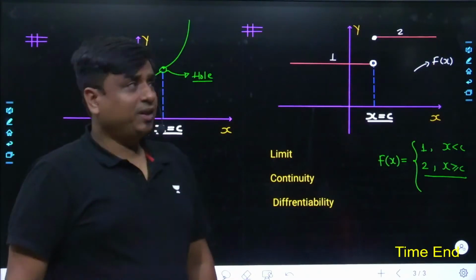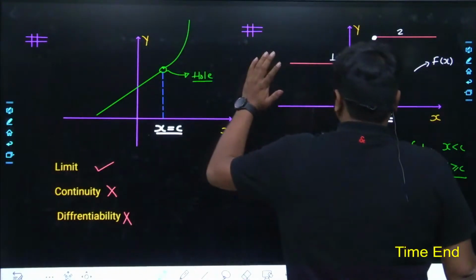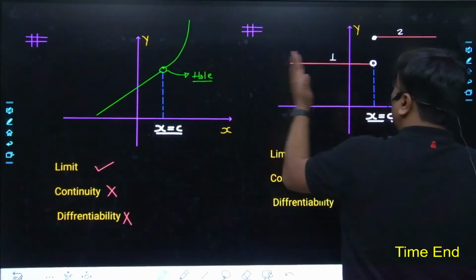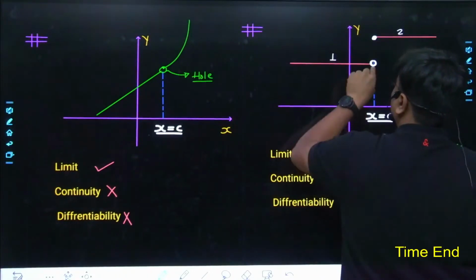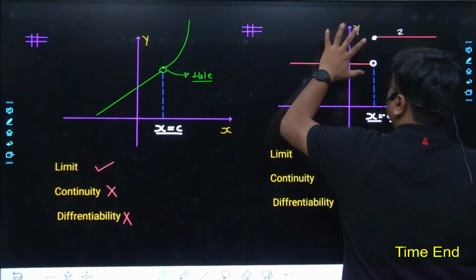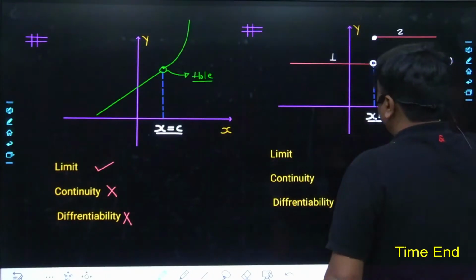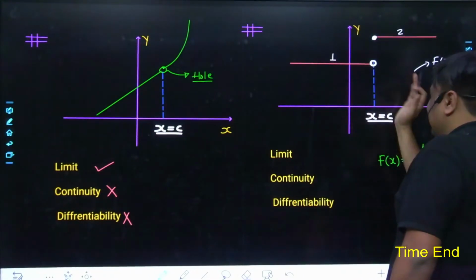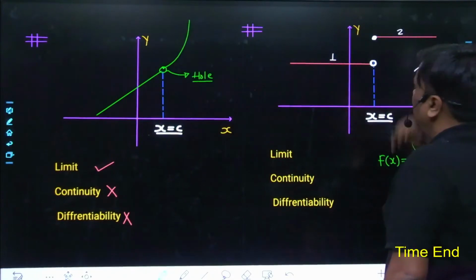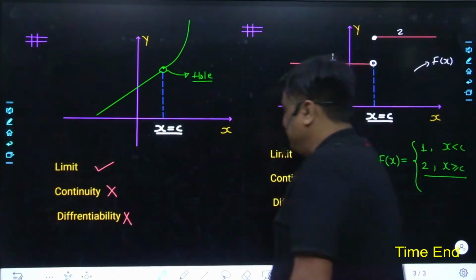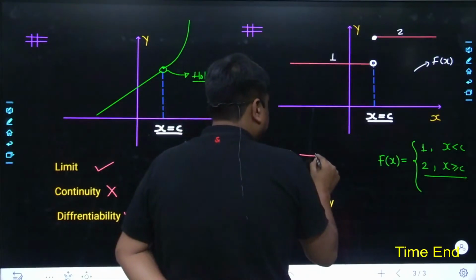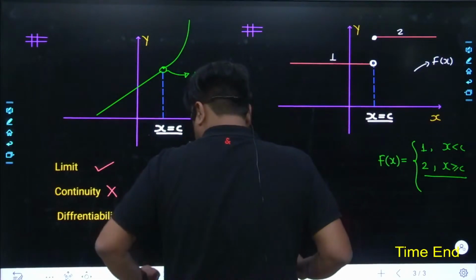As far as the limit does exist, what happens? If you start from the left hand side and pretend to go to x is equal to c, or if you stop yourself just before x is equal to c, that is c minus, you will find your magnitude is stopped at 1. And if you come down from the right hand side and stop yourself just after c, that is c plus, you will find your magnitude is 2. And as there is a sudden jerk at x is equal to c, obviously you can say the limit does not exist.